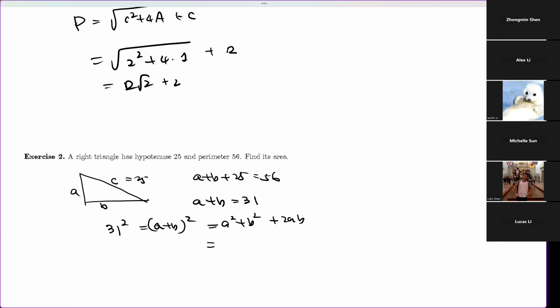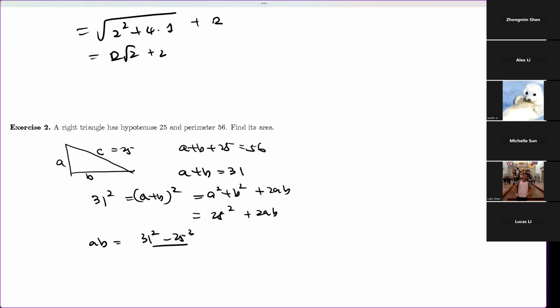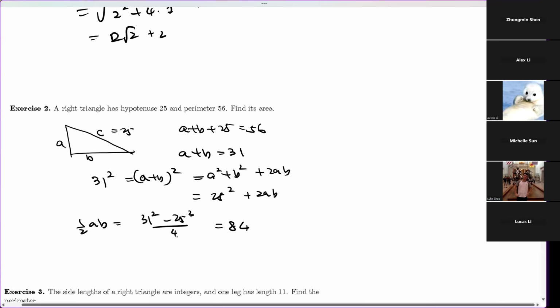And from here, a squared plus b squared is c squared. It's 25 squared plus 2ab. So from here, you get a times b. So a times b is going to be (31 squared minus 25 squared) divided by 2. If it's divided by 4, then you get the area. So that'll be 84. Yeah, we did this before.